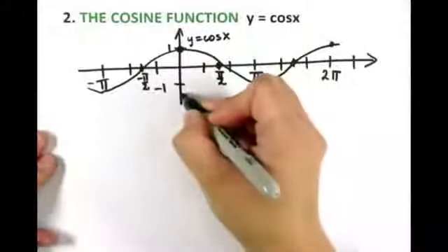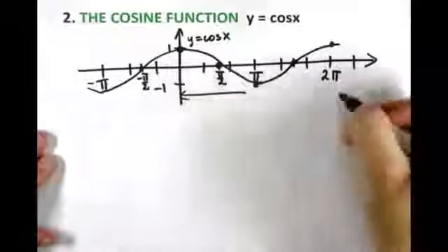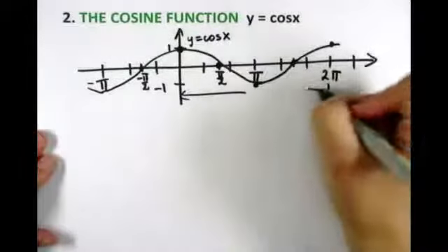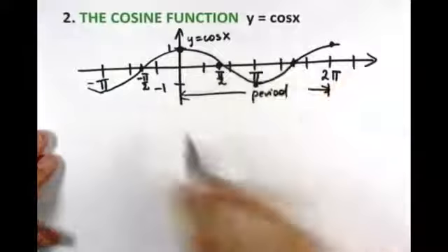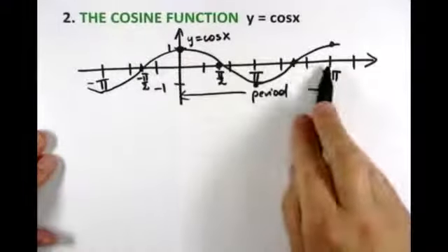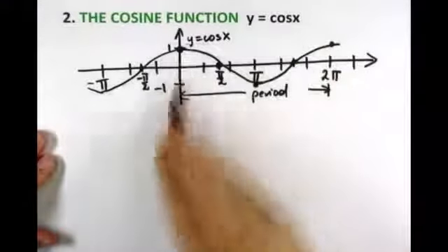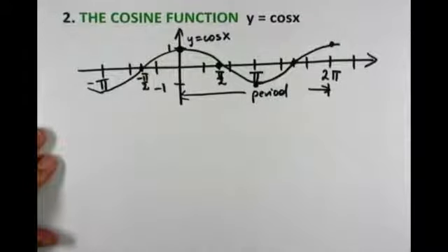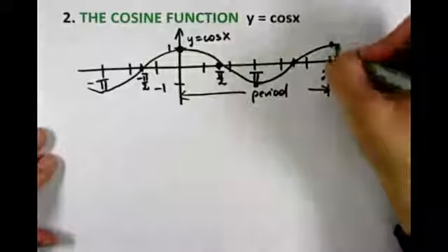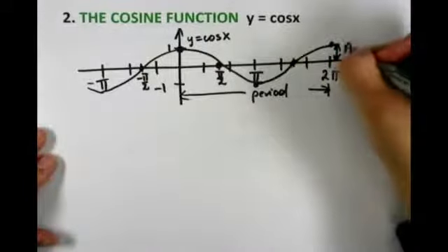And of course, the length of one of those parts is called the period. That's the length from 0 to 2 pi. If you cut the graph and keep repeating, pasting, you get the whole graph. And the height of one bump is the amplitude.